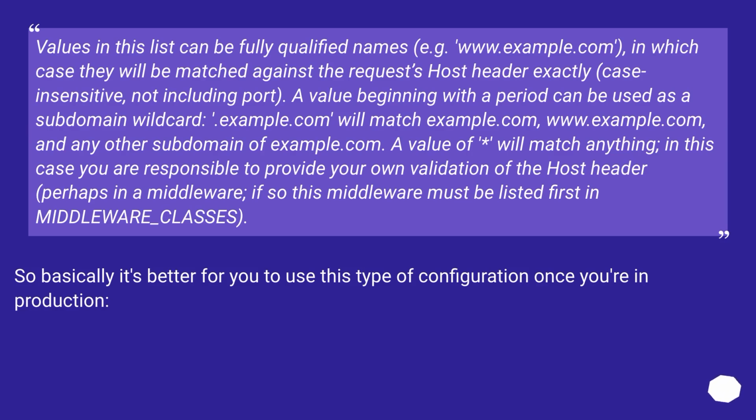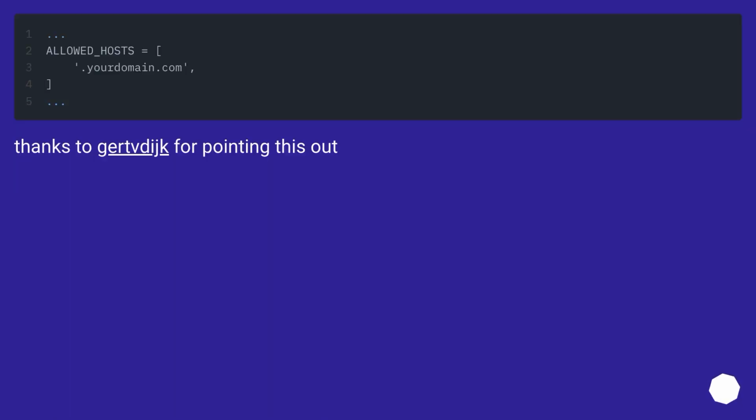In this case you are responsible to provide your own validation of the host header, perhaps in a middleware. If so, this middleware must be listed first in middleware_classes. So basically it's better for you to use this type of configuration once you're in production. Thanks to Django for pointing this out.